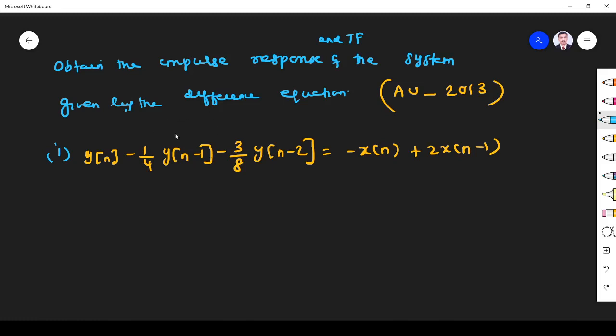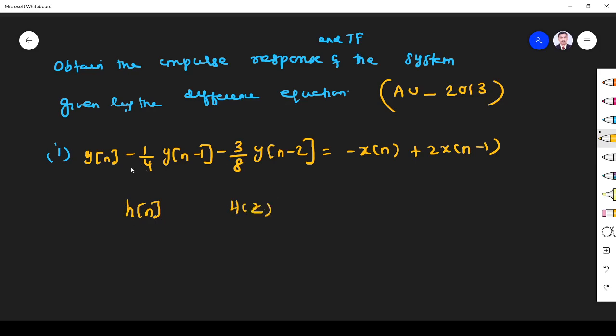Let us see this problem. Obtain the impulse response and transfer function of the system given by the difference equation. This equation they have given. So what we have to find is the impulse response h of n and the transfer function H of z.